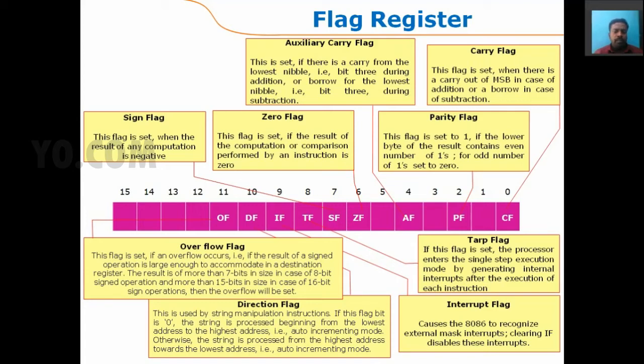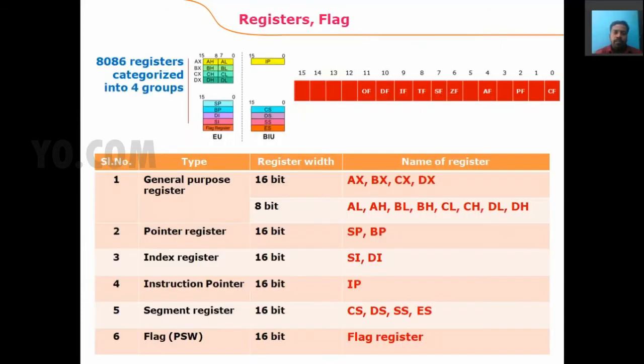The result is too large for the destination register if it is more than 7 bits in size for an 8-bit register signed operation, or more than 15 bits in case of a 16-bit signed operation. Then the overflow flag will be set, so this flag is 1. That is the 15th bit in 16-bit signed operations and the 7th bit in 8-bit signed operations. These are the flag registers. It's an important 2 mark question.